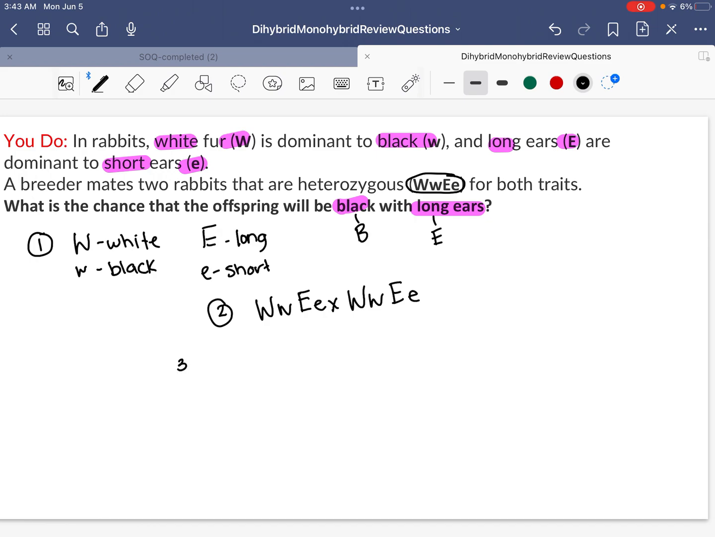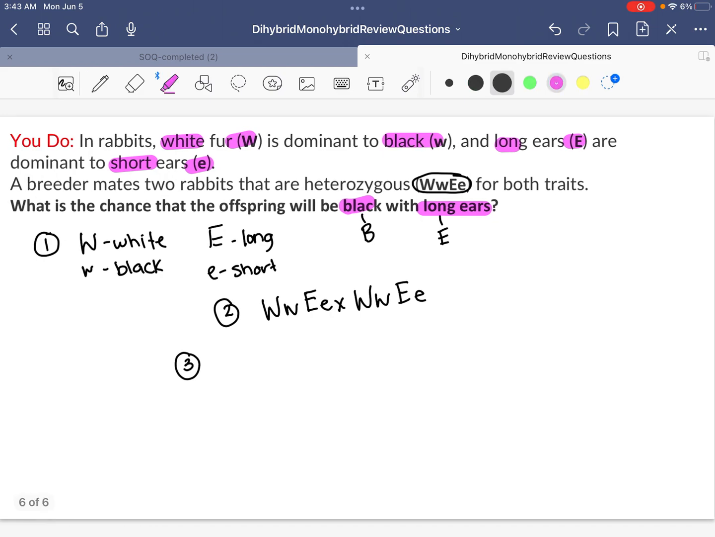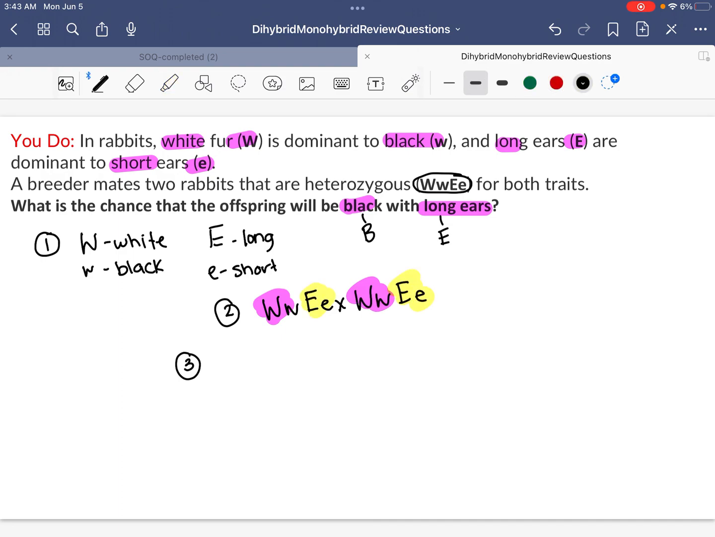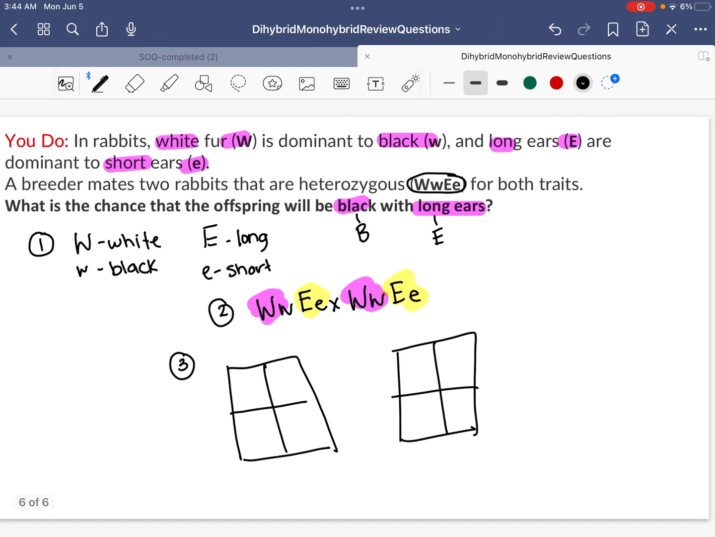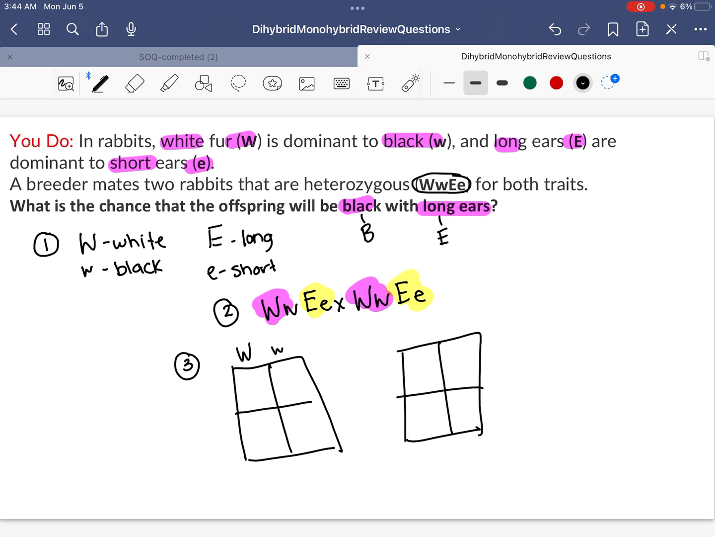So again, we're going into our third step. We're going to write in. So here we have our first trait, and here we have our second trait. Just going to make our monohybrid boxes really quickly. So again, one trait and then the other. Keep the same letters together. So here I have the color.